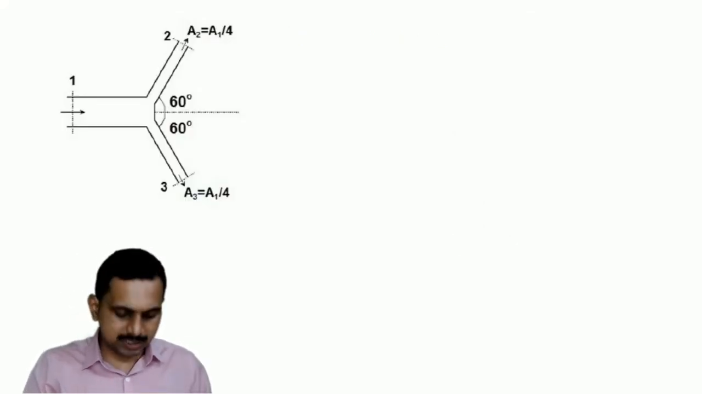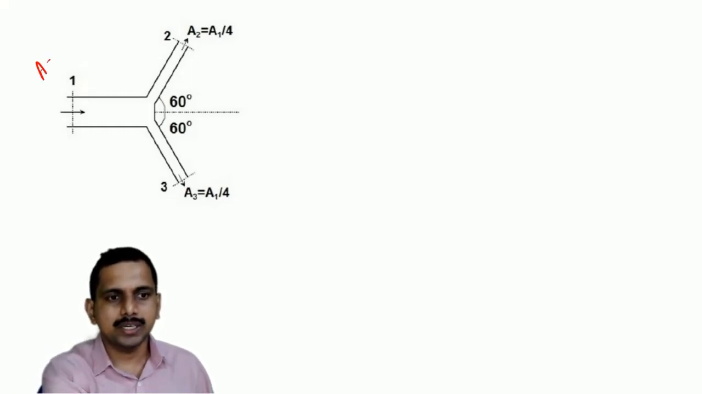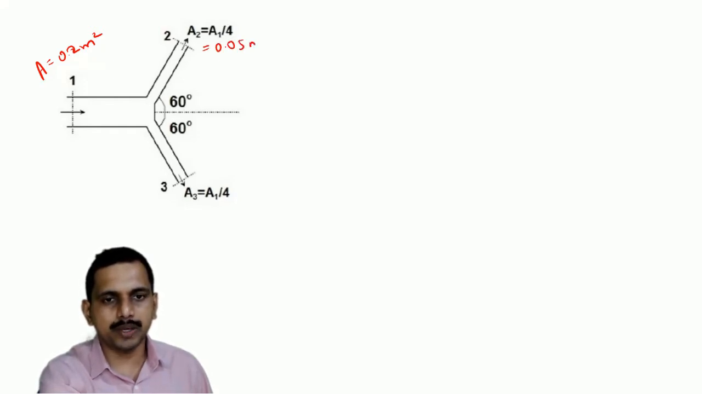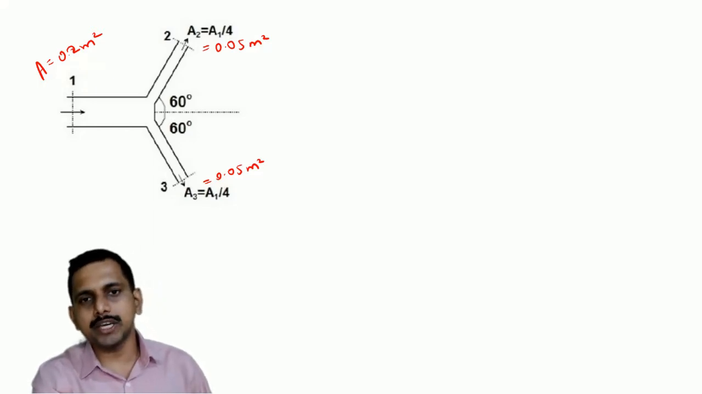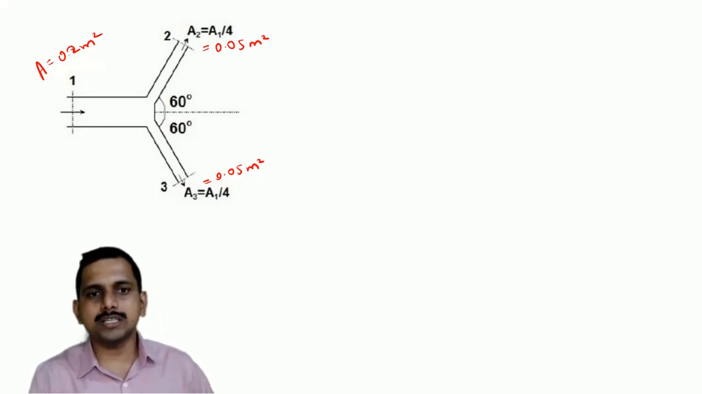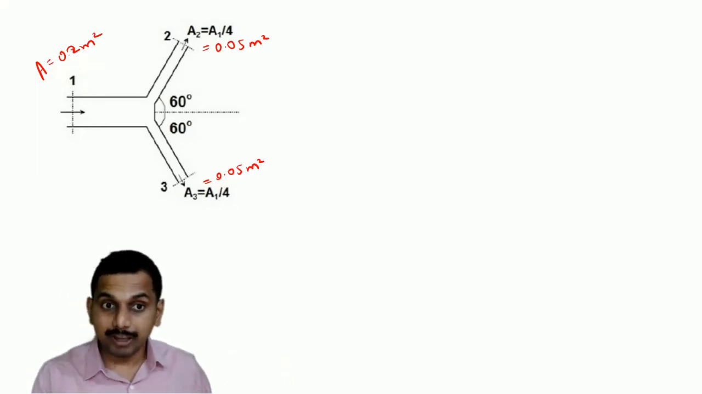So this is the one I have reproduced here. This area is equal to 0.2 meters square. Since this area A1 is 0.2 meters square, A2 is A1 by 4, which will come as 0.05 meters square. Very simple. Similarly, this is also 0.05 meters square. Now let us put the continuity equation to find out what would be the velocity there.